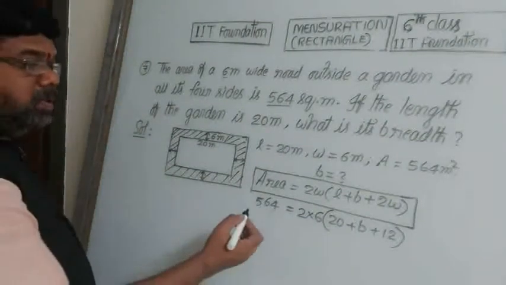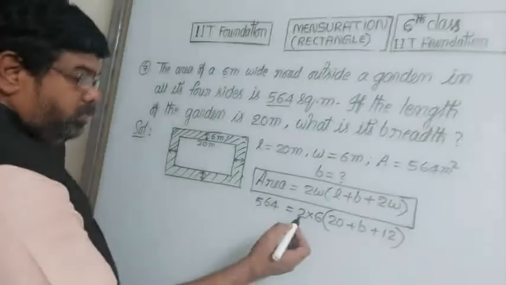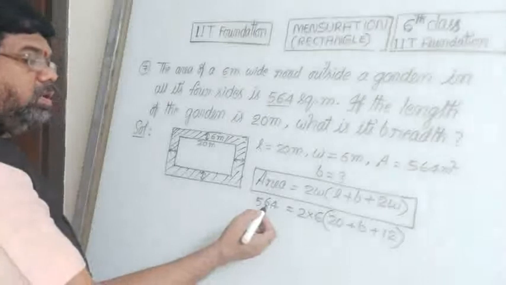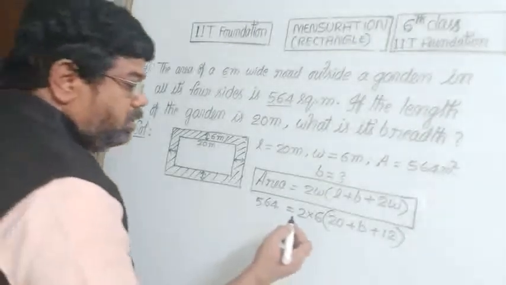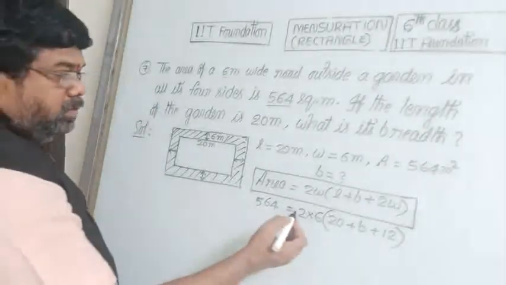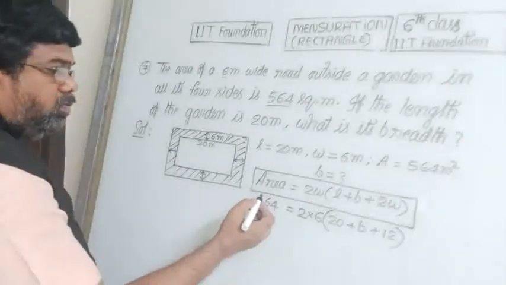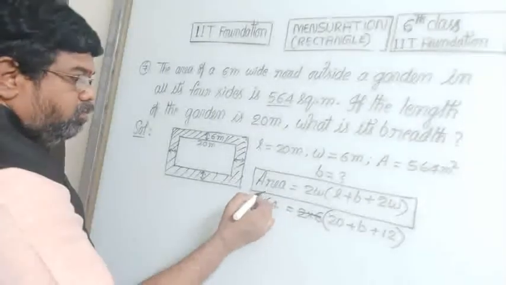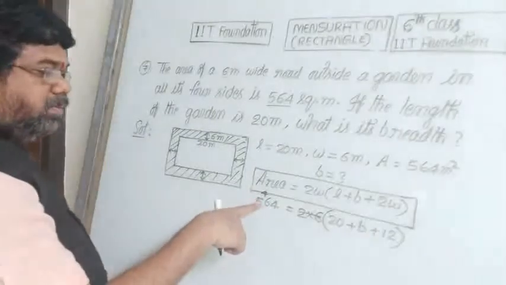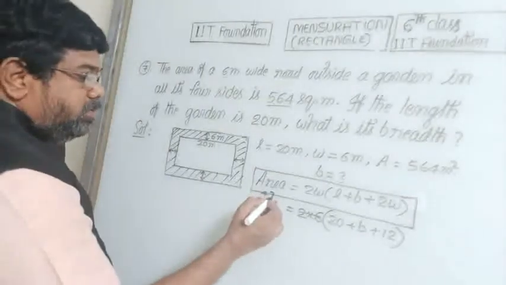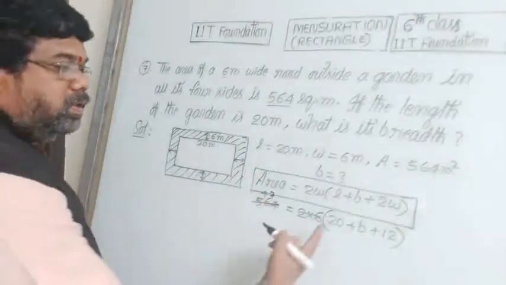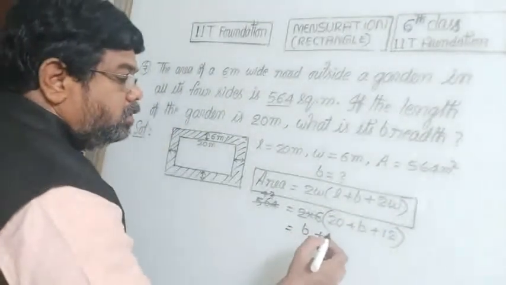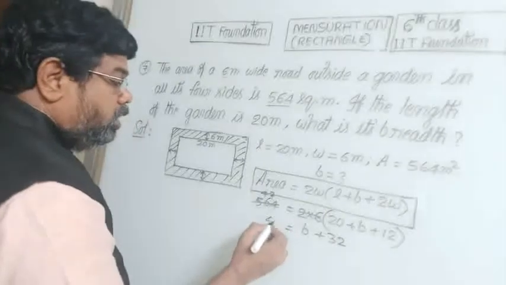Okay, now see here, what is its value? 2 into 6 is 12, and 12 comes here on the other side as divided by 12, so it cancels with 12. Now 12 4s are 48, 12 7s are 84. Now here 20 plus 12 is 32, so B plus 32 equals 47.